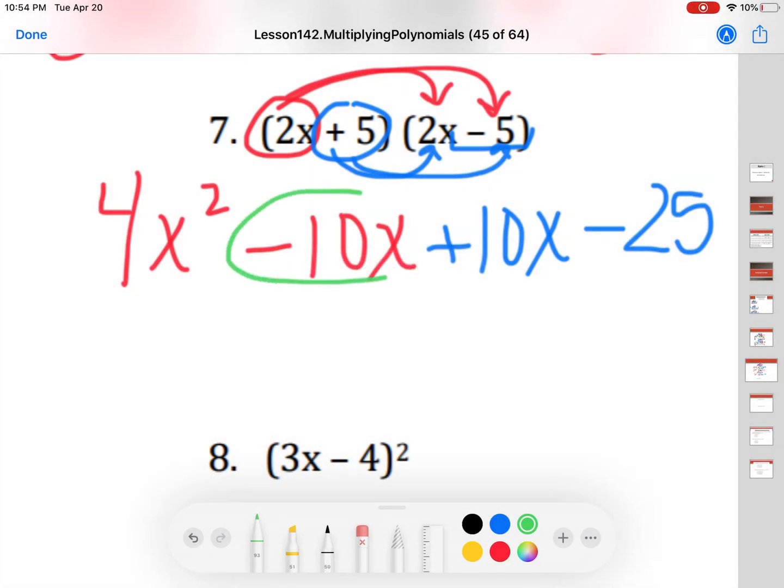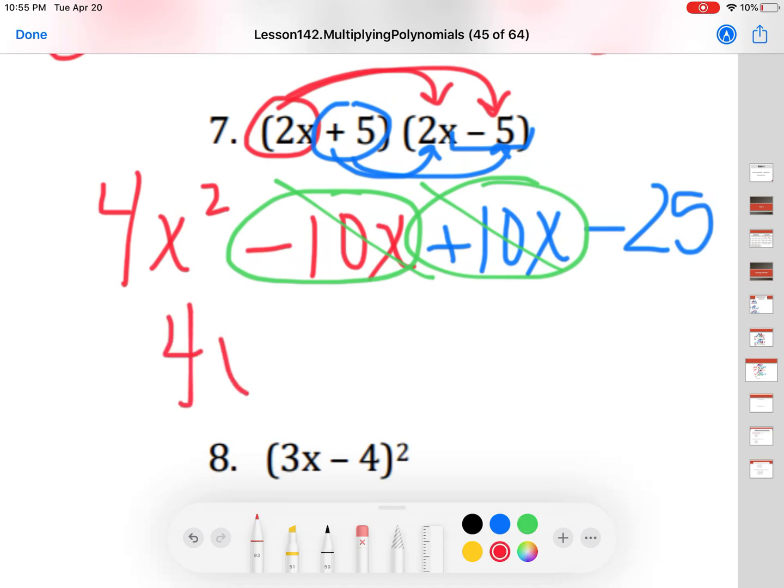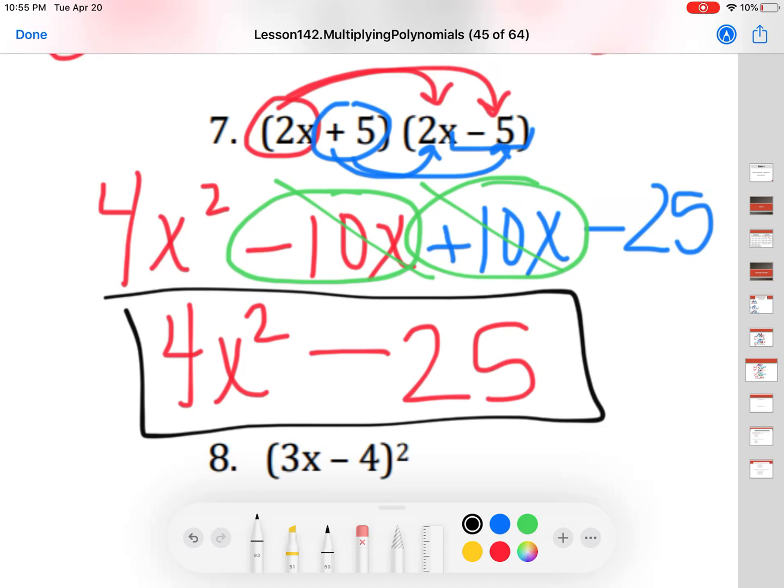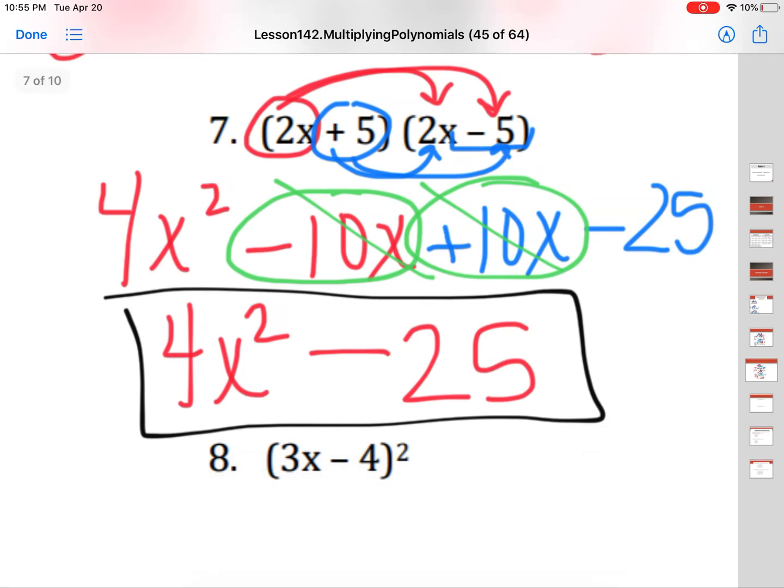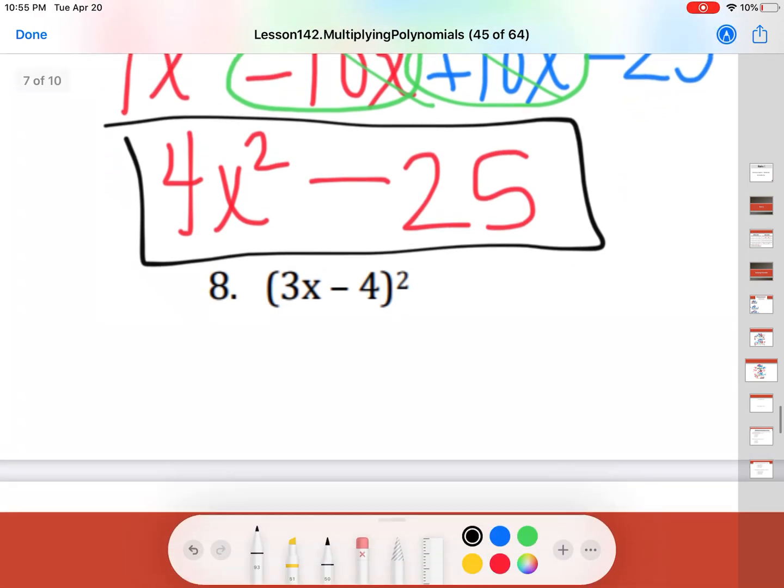Distribute the first term, distribute the second term. These x's in the middle can get combined. Negative 10 plus 10 is 0. So they cancel out. There are no x's. You don't even have to write 0 x's because it's just 0. So the front comes down, and then the back comes down, and that's your answer. You don't even have to write your middle term because they canceled out. It was 0.